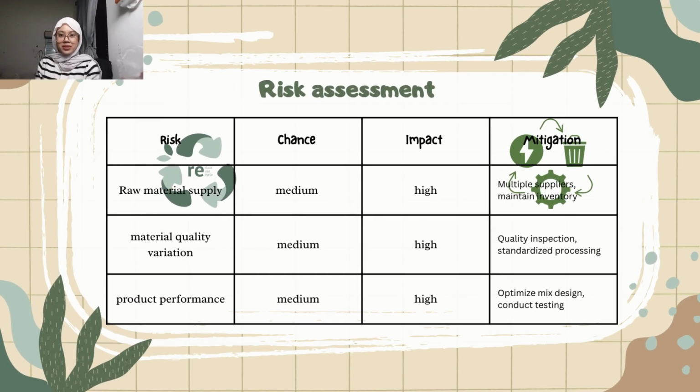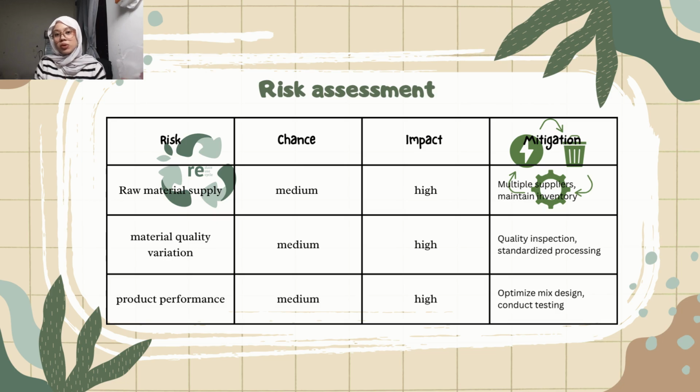Next, I will present the risk assessment for our project. The first group of risks is related to raw materials and product performance. The first risk, raw material supply, is where the availability of fly ash may become inconsistent or insufficient. This has a medium probability but a high impact because it can interrupt production.